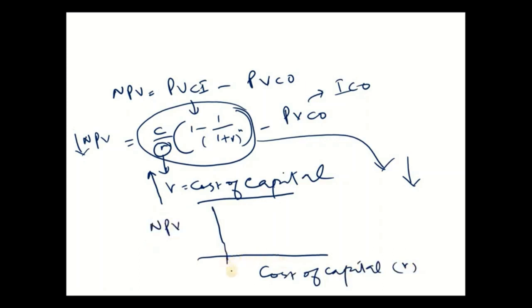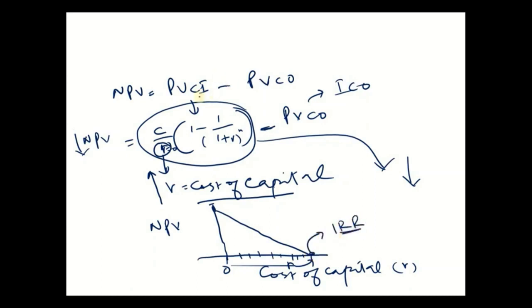If you put this cost of capital equal to 0, you will have the maximum inflow and your NPV would be maximum. But if you increase this cost of capital, the denominator is increasing, so you have to subtract the cost also. Your NPV will start decreasing. Let's say at this rate R, your NPV is 0. So this R is basically called IRR.